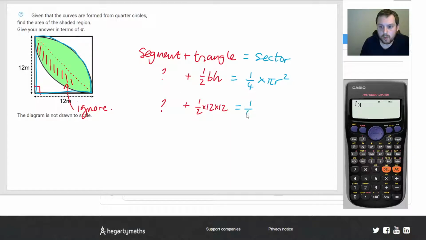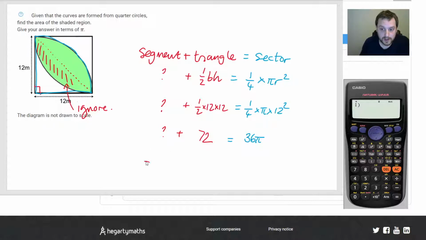So this is a quarter times pi times, what's the radius? It's 12, right? So 12 squared. So this thing that we're supposed to double, plus 12 times 12 is 144, halved is 72. And this thing here is 12 squared is 144, quartered is 36, this is 36 pi. So the segment is 36 pi minus 72, right?